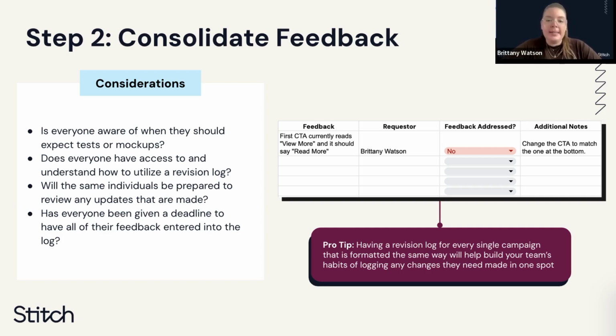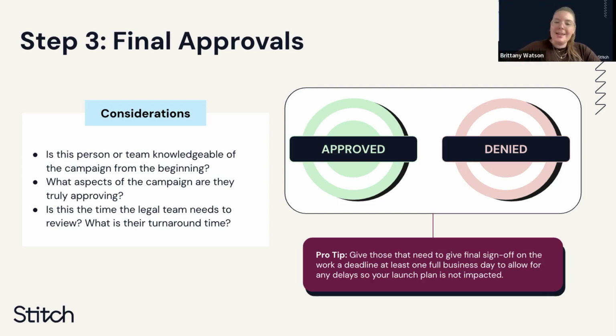Another kind of pro tip is that maybe at the top of your revision log, you put a yellow or red highlight of the due date for all revisions, like that round of revisions to be in by. So that way there's kind of no excuse. The reminder's right there in the log as well for everybody to get that feedback in for you. And then step 3 is final approvals.